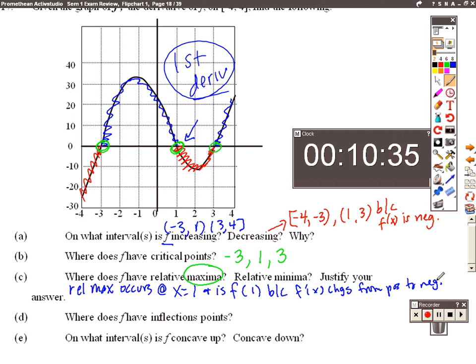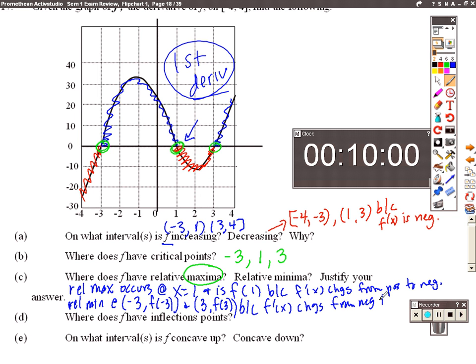Now there are two local minimums or relative minimums. There are relative minimums at, we can write it this way just to save a little bit of space, -3, f of -3, and 3, is that right? Yeah, f of 3, because the first derivative changes from negative to positive, meaning that the original function would be changing from decreasing to increasing.